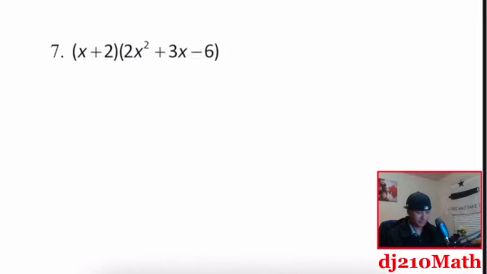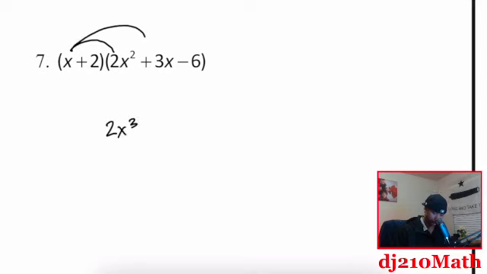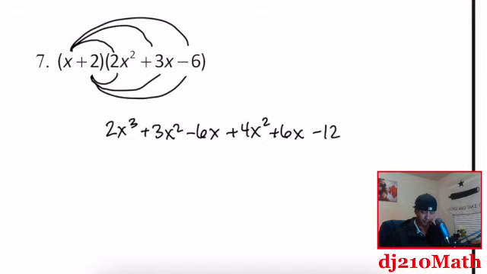Oh, nice. Look, number 7. It's like what we just did, except done for us. So everything in one multiplies to everything in the other. So x times 2x squared would be 2x cubed. X times 3x, 3x squared. X times negative 6, negative 6x. 2 times 2 is 4x squared. 2 times 3x, 6x. 2 times negative 6, negative 12. Combining like terms.